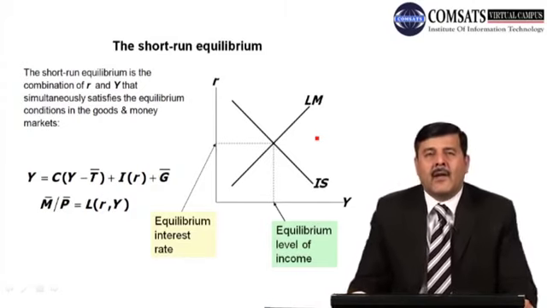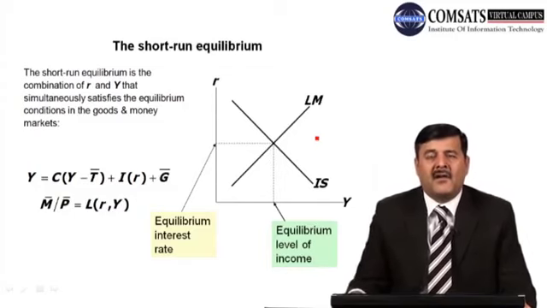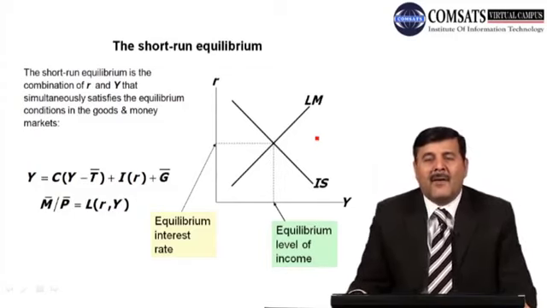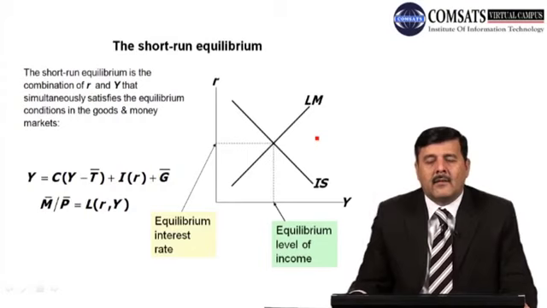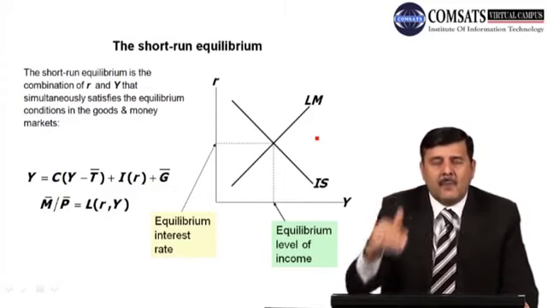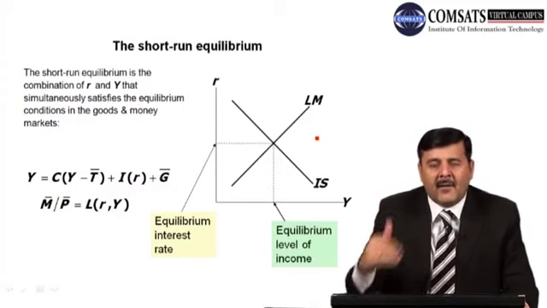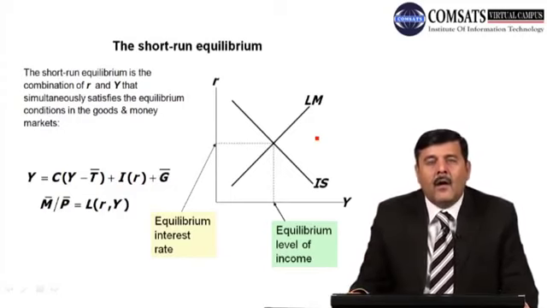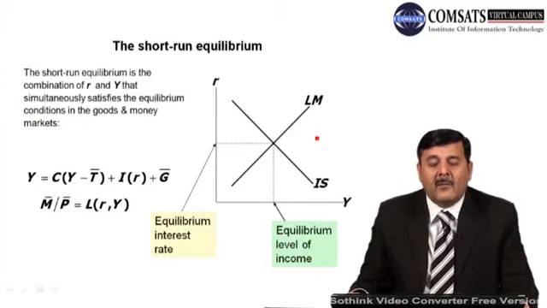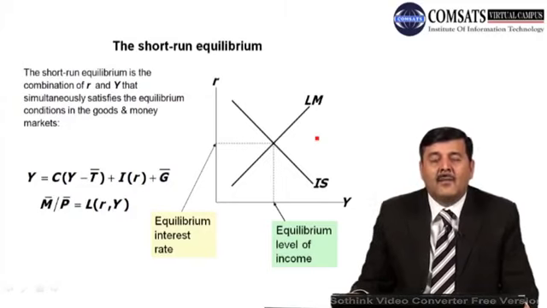Now we have drawn the LM curve with the help of liquidity preference theory, which is the positive slope curve, that there is a positive relationship between interest rate and income, and we have a negatively sloped IS curve जो कि हमने पिछले लेक्चर में ड्राइव किया था, and that IS curve brings equilibrium in the goods market, LM curve brings equilibrium in the money market. Now where will be the short-run equilibrium in the economy, in the country, in the market? The short-run equilibrium is the combination of R and Y that simultaneously satisfy the equilibrium condition in the goods market as well as in the money market.